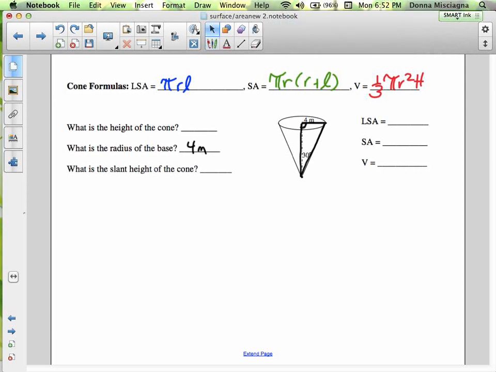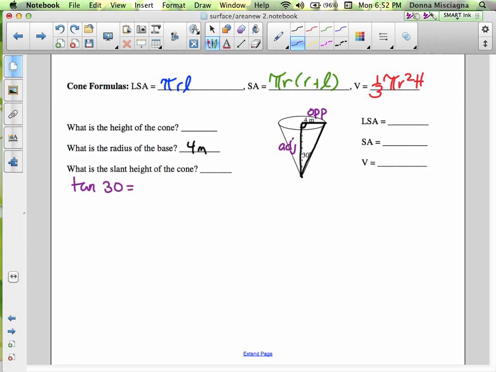I'm going to switch colors here. I want to color code this. I've already used red, green, blue, and black, so let's use purple. And let's find the height of the cone. The radius is opposite that 30-degree angle, so this is the opposite side, and the height is adjacent to that angle. Which of our trig ratios uses opposite and adjacent? Well, that would be tangent. So tangent 30 equals the opposite side, which is 4, over our adjacent side, h.